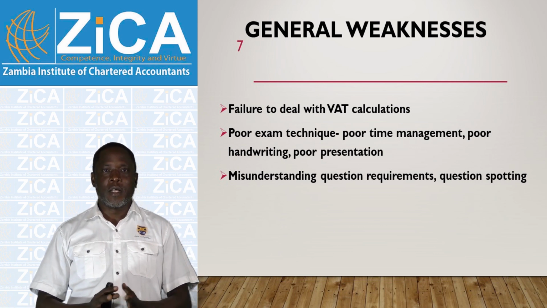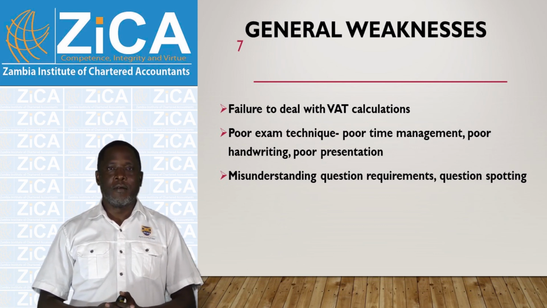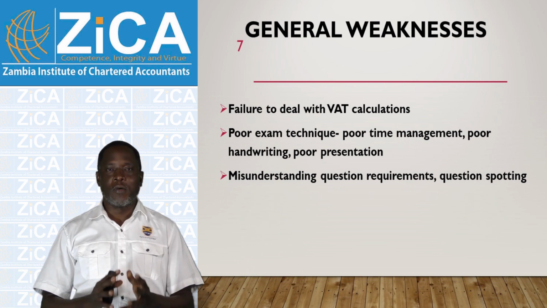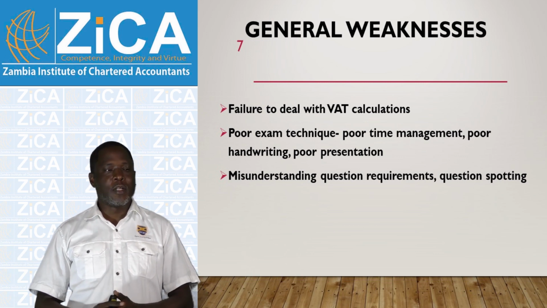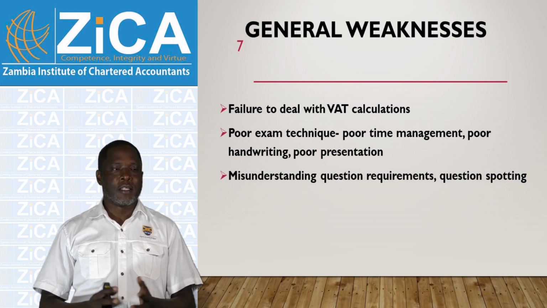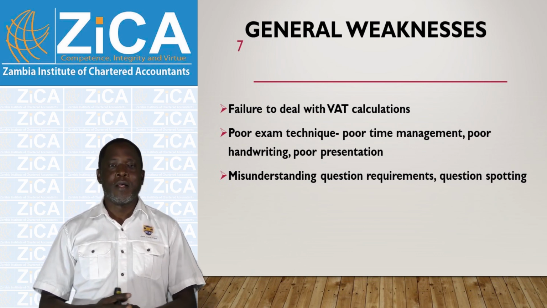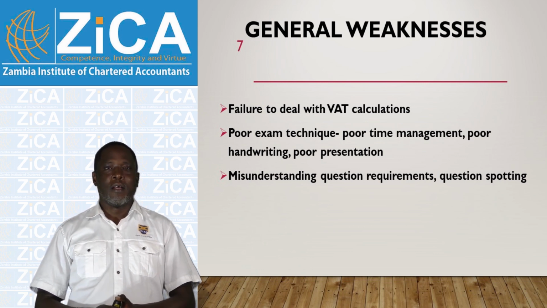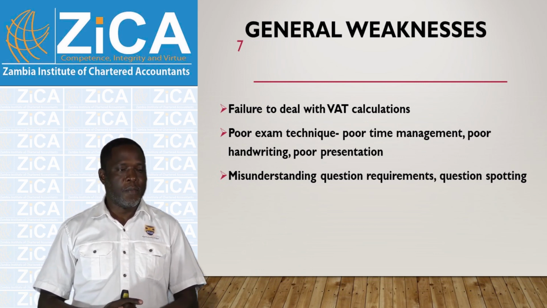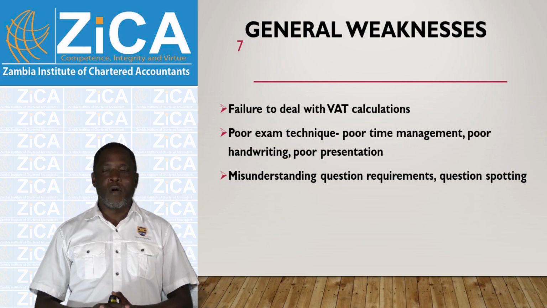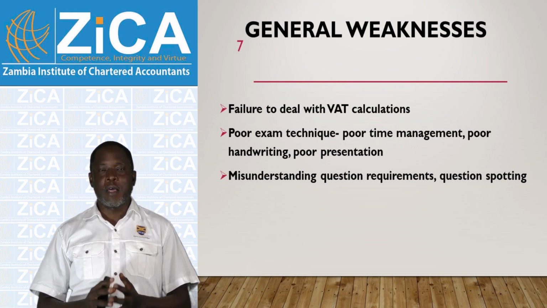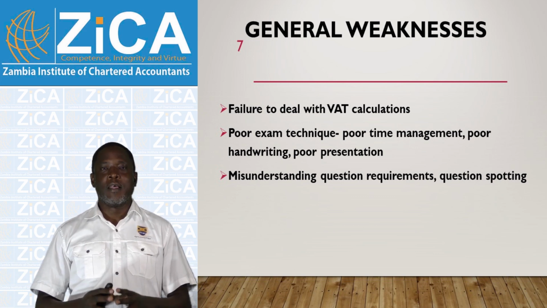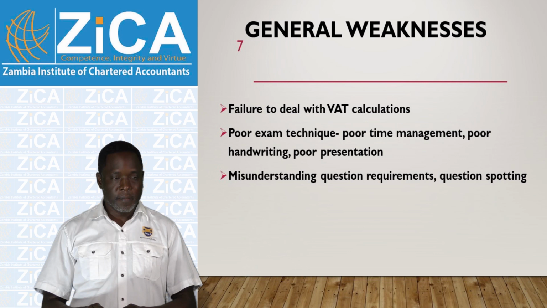Another topic where students make a lot of mistakes is the value-added tax. So failure to deal with VAT computations on different types of supplies. Then some students also demonstrate just general poor exam technique, such as poor time management, poor handwriting, and poor presentation of their work. Finally, another common mistake is misunderstanding question requirements or question spotting. It is important to be able to read the question requirements carefully so that you are able to answer the question which the examiner has set.